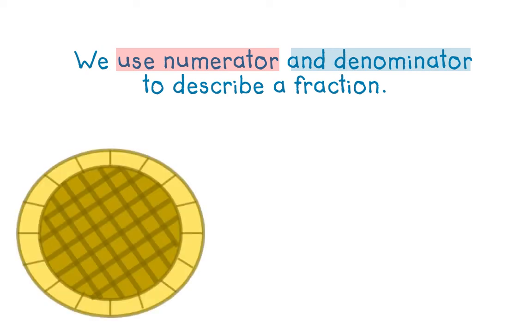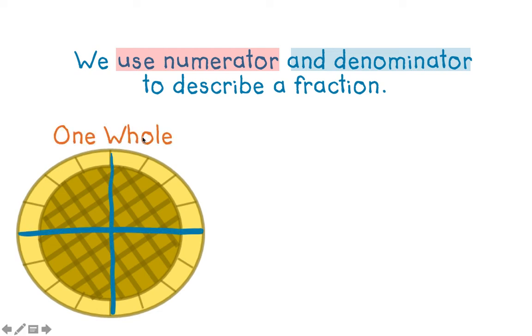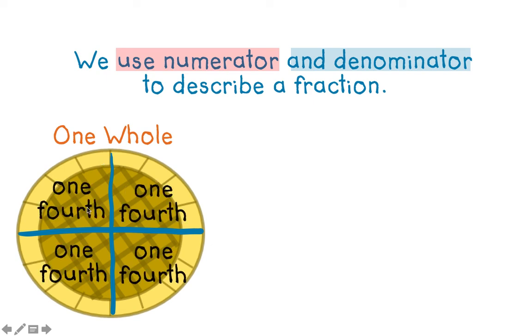I have a whole pie here. Can you see? It's a whole pie. 1 whole pie. It is divided into how many parts? 1, 2, 3, 4 parts. Each part is called 1/4 or 1 out of 4, 1/4.